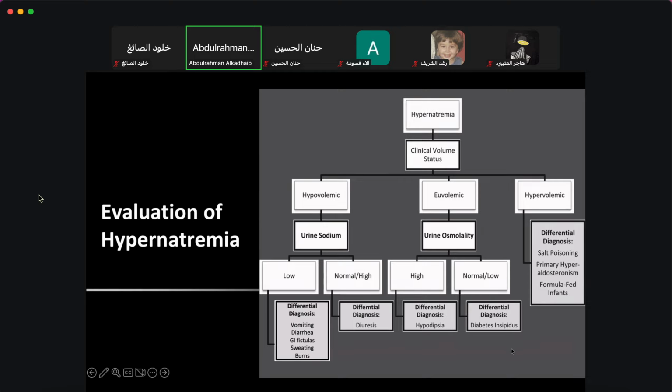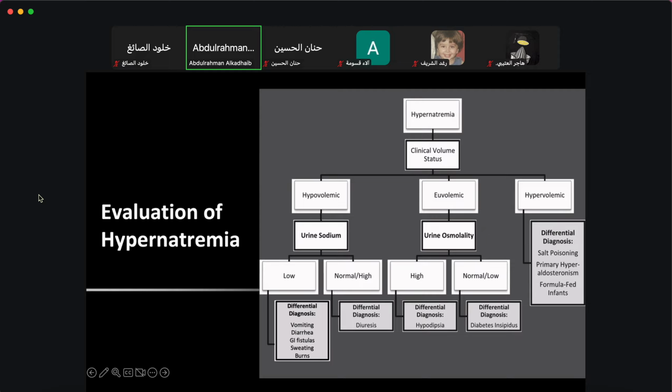And in contrast to the syndrome of inappropriate ADH secretion, we may see the opposite condition here, which is diabetes insipidus, in which the ADH level will be low, and this will cause, again, dilution of the urine. Because the ADH is low, this will cause further diuresis, but at the same time will cause euvolemia or normal body volume and hypernatremia.